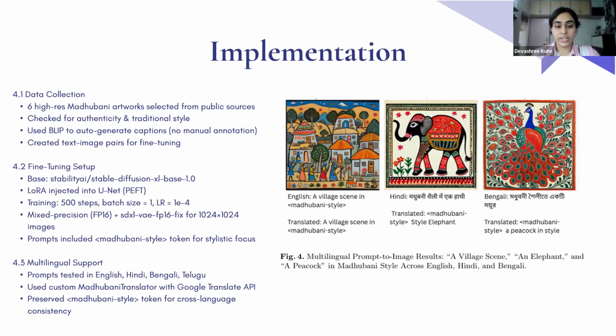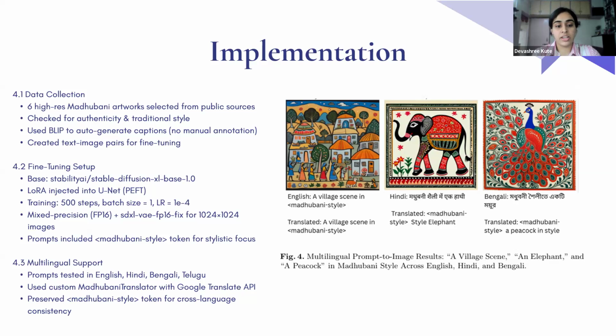So to begin with, we had the 6 high-resolution Madhubani artworks. These were selected from public repositories, and then each image was manually checked to ensure the authenticity. And then the BLIP model was used to caption those images. Then for the fine-tuning setup, we have this base model called Stability AI, Stable Diffusion XL Base 1.0. Then LoRA modules were injected into the UNet architecture using the PEFT toolkit. And the training was done for 500 steps with a batch size of 1.